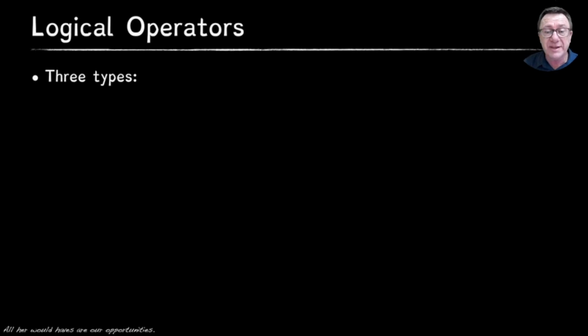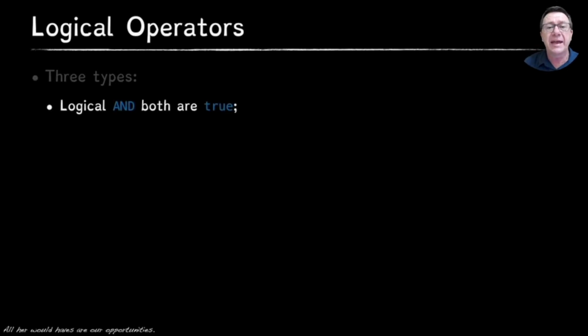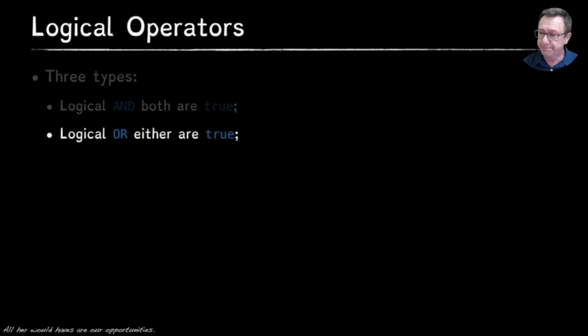Logical operators. We've got three types of logical operators. We have the logical and: both are true. I will come out with you on Friday night if we're going to place A and at that time. Otherwise, not. Both must be true. Or only needs one to be true. We go out here or there, I don't care. So or means either of the things must be true.